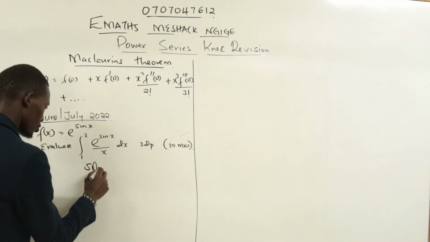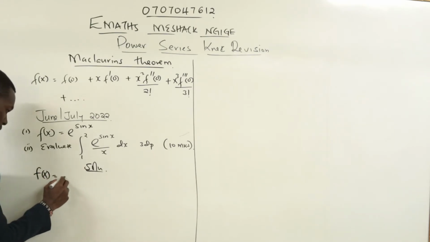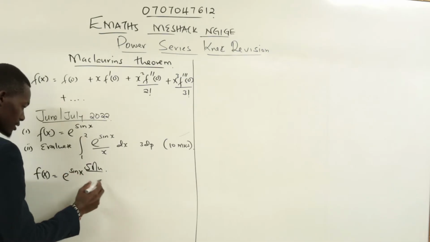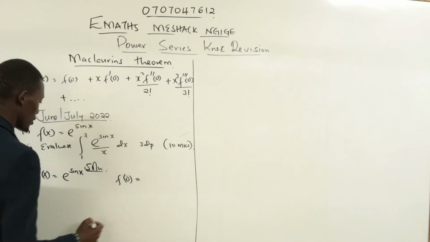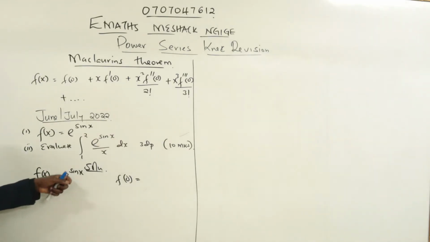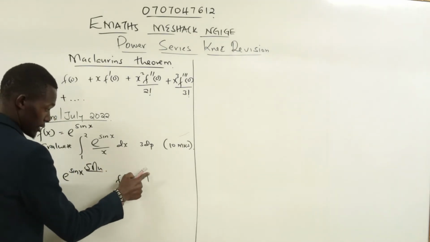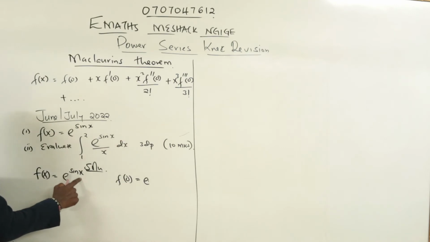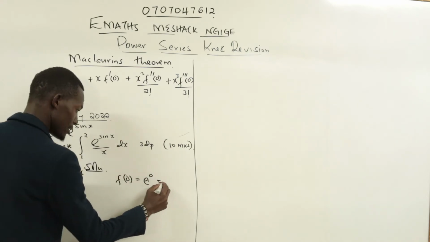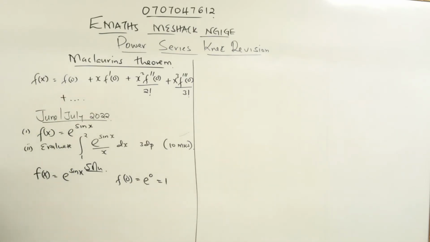First of all, you need to know that our function is indeed a function of a function. So our f of x is given by e^(sin x). Now replacing x with 0, f(0) shall have what? Sine of 0 is 0, and anything to the power 0 is 1.